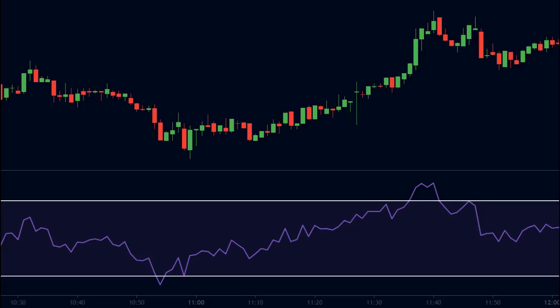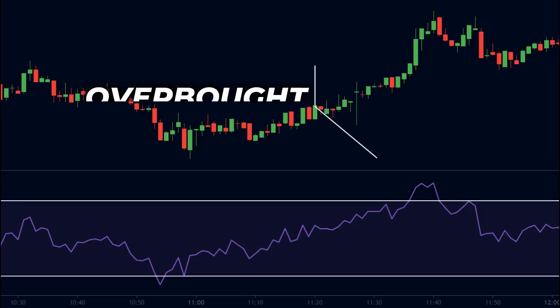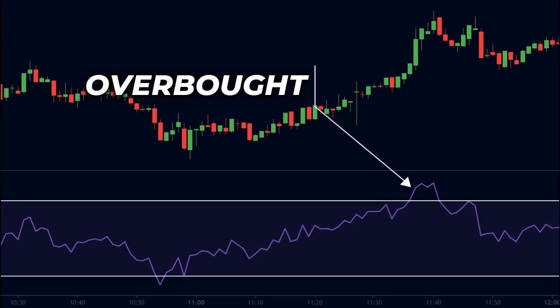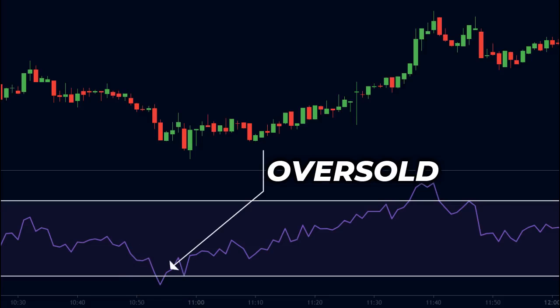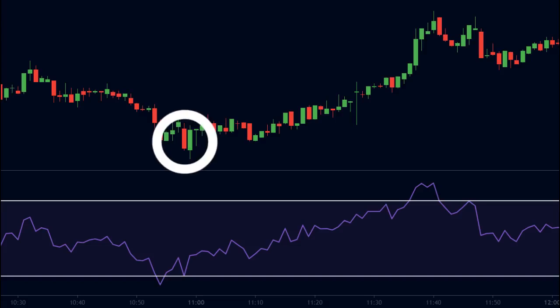So, whenever RSI goes above 70, the RSI is said to be in an overbought condition. In other words, the stock has become expensive. Therefore, we can expect the price to reverse and fall. On the other hand, when the RSI drops below 30, the RSI is said to be in an oversold condition. Hence, we can expect the price to reverse and start an uptrend. We will use this approach in our trading.